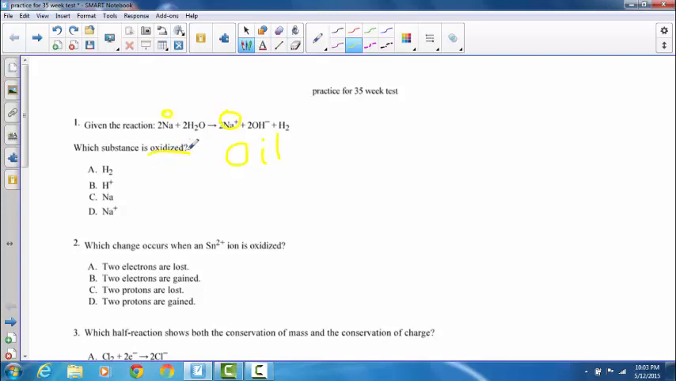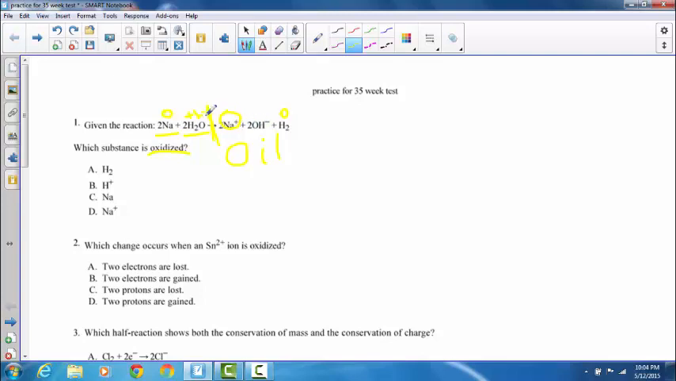Now, another thing that I want to make sure that you understand is when you are asked a question like this, what substance is oxidized, you really only have 2 options here. There are only 2 substances before the arrow. So those are the only things that you can choose. And over here, hydrogen is a +1, and over here it is a 0, so that means that it is going down, it is reduced.